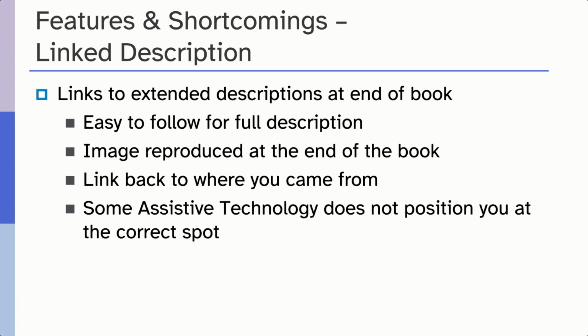Because you're moving away from the current context of where you are in your book, we also want to replicate that image at the end of the book, along with its description. We'll mark that as presentational because you've already heard the alt text description, but the image is there for reference for low vision users or for cognitive support, so that you can reference the image while you're reading the description if you're not blind.